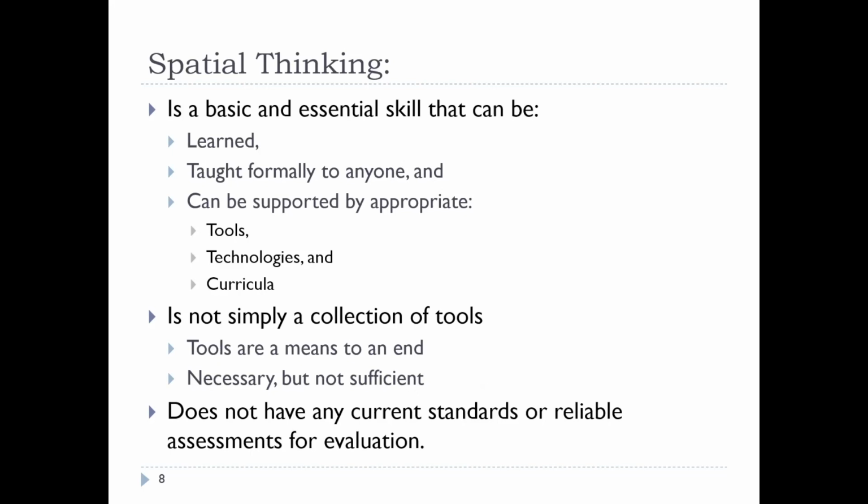There are tools that are part of spatial thinking, but those tools are synergistic. They come together. The tools are a means to an end. They're necessary, but they're not sufficient, right? It's more than just tools. Okay. And currently, we don't have any standards or reliable assessments for evaluation. There's the test that you did for exercise number one, but that's just a partial piece of a test that's really not testing all of your spatial thinking, right?